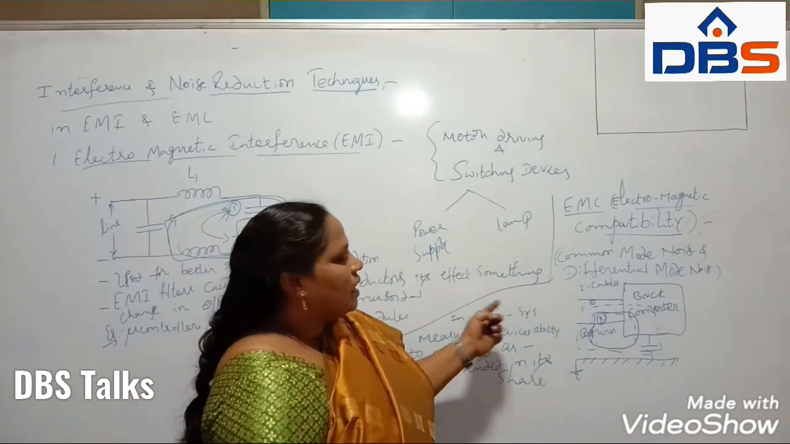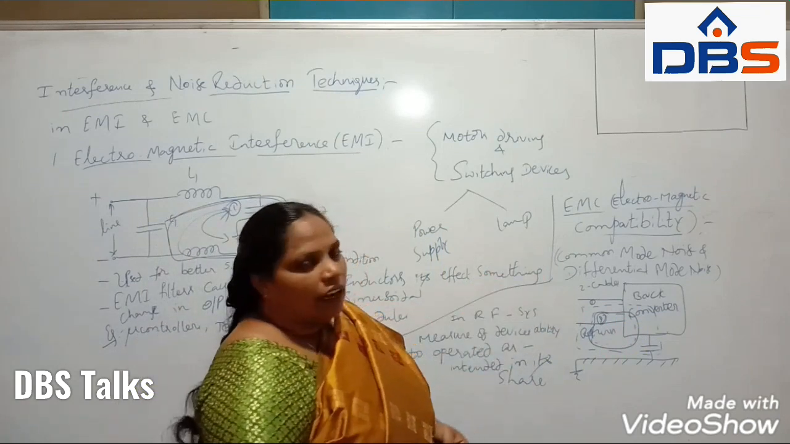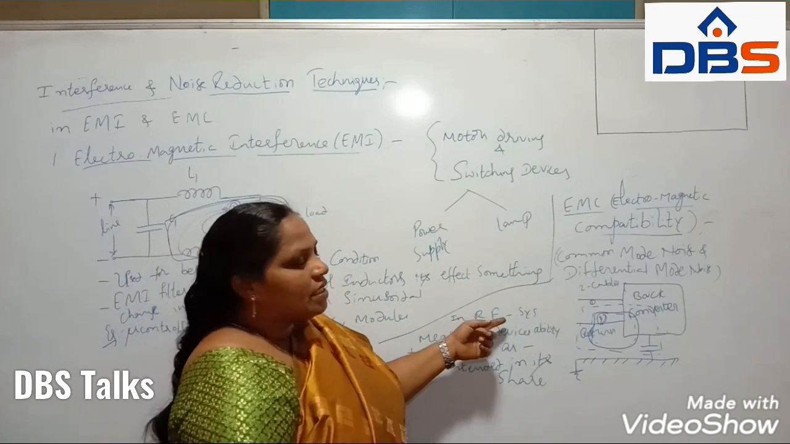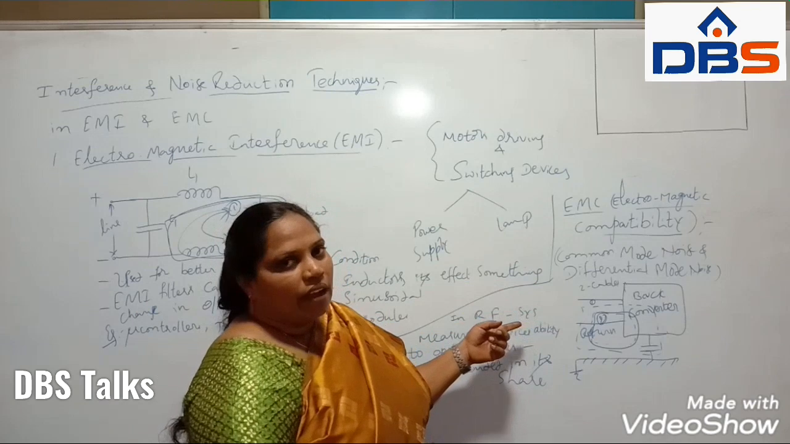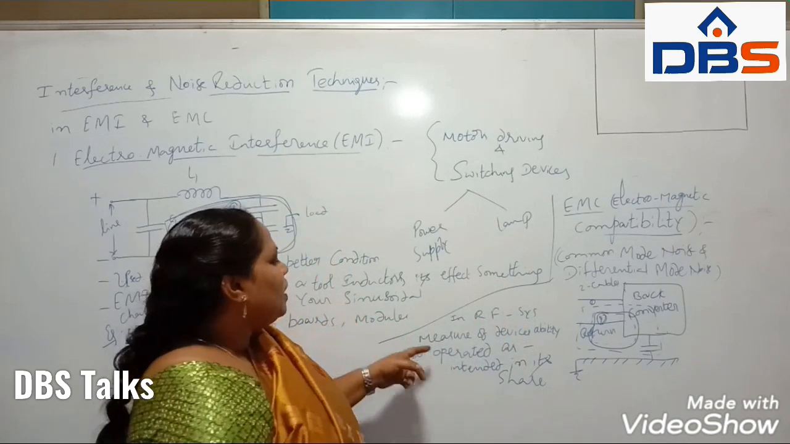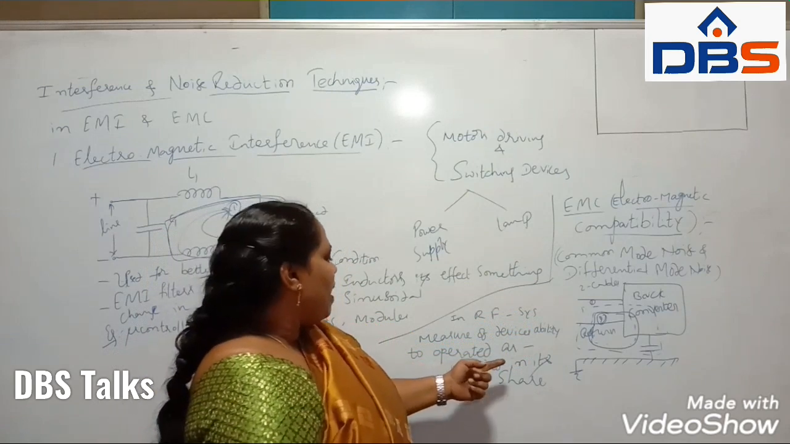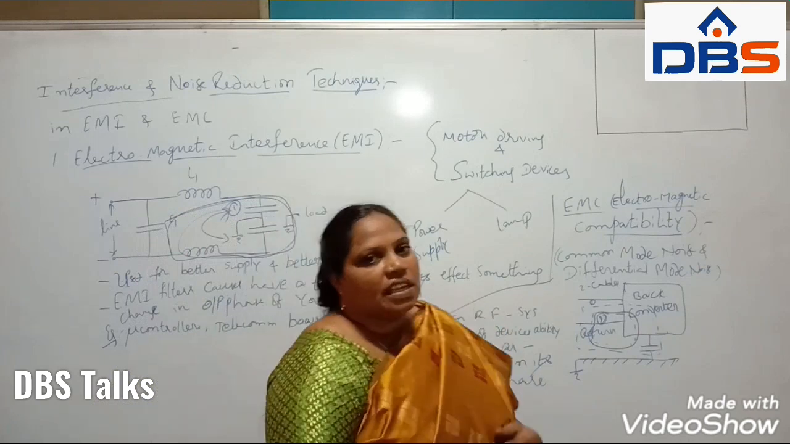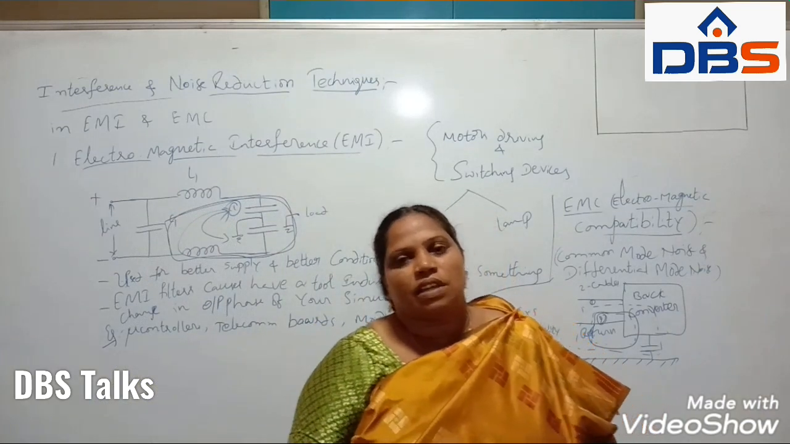It is considered in the radio frequency system, where we have to consider electromagnetic compatibility. In the radio frequency system, we have to find out any interferences and rectify them. This measures a device's ability to operate as intended in its environment. So these two interferences occur in the radio frequency system and in the telecommunication system.